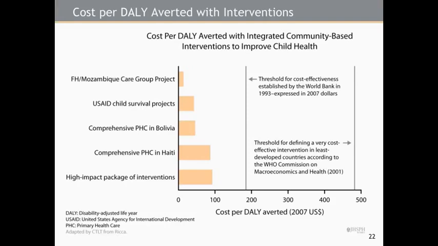When one looks at the cost per DALY averted of this particular care group project, you see in the next figure here that it is a particularly cost-effective program compared to the other USAID child survival projects that have been put through this analysis, and in comparison with other more comprehensive programs. But even taking this into account, we see that all of these approaches are highly cost-effective, based on criteria established by the World Bank and the World Health Organization Commission on Macroeconomics and Health.